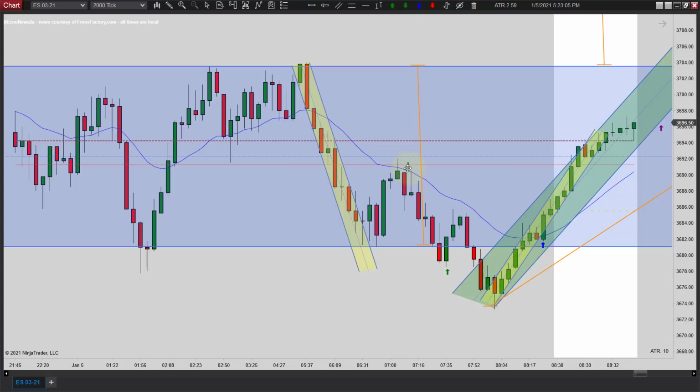And I marked this one green. It's really close. You could argue for it to be red, but I'll explain why I marked it green. Of course, we got this tight channel working down, and we got our first close outside of it, but technically we got a close and new low right there. It's only by 1 tick, but it still fits the rules.